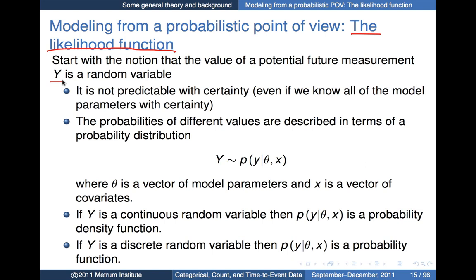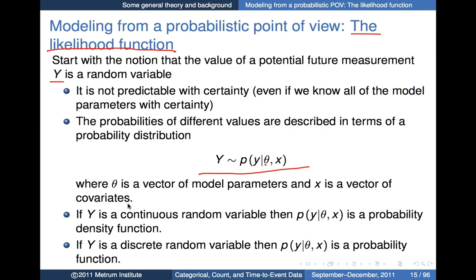Now, it's a random variable, so it's not predictable with certainty, and in fact, it's not predictable with certainty even if we know all of the model parameters with certainty, which we almost certainly don't in most cases. And then the probabilities of different possible values of y are described in terms of a probability distribution, which is what I'm showing here. So the way we read this expression is y is distributed according to some probability distribution described by this function on the right here, where I say p of y given theta and x, where theta is a vector of model parameters and x is a vector of covariates.